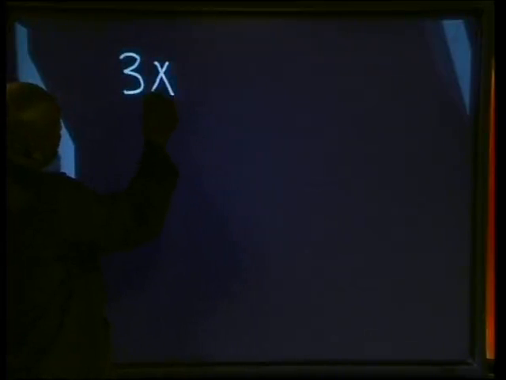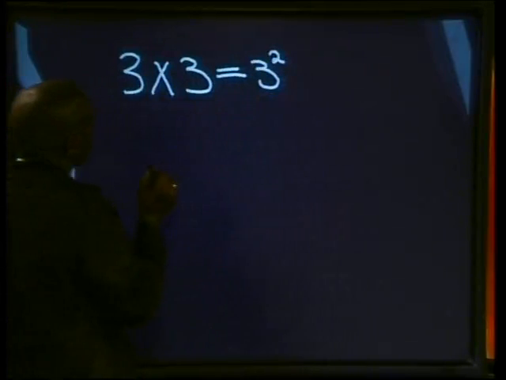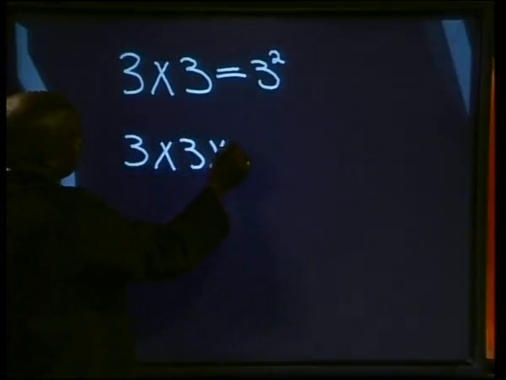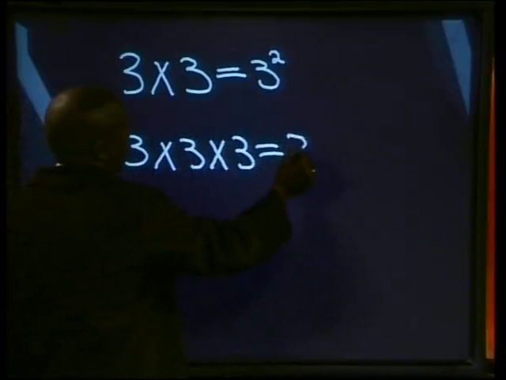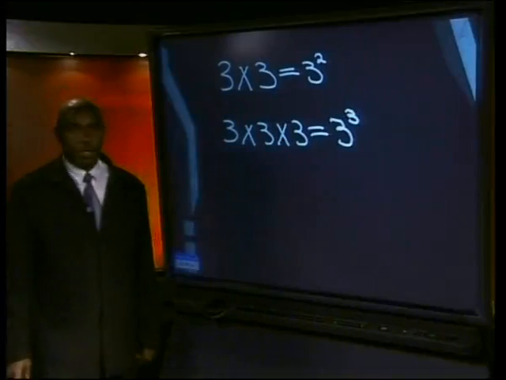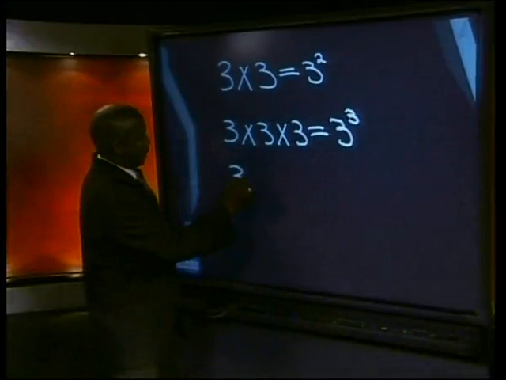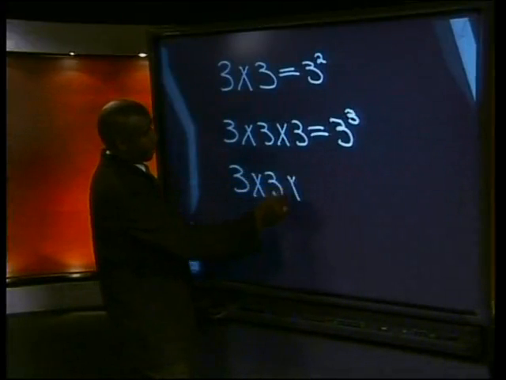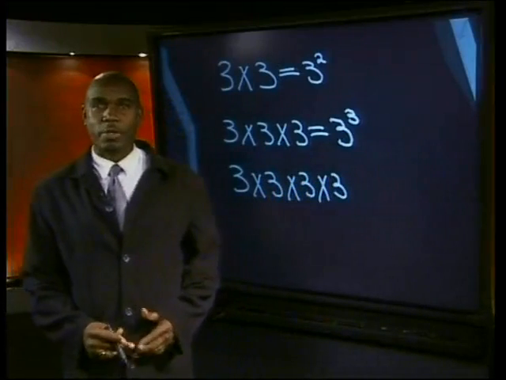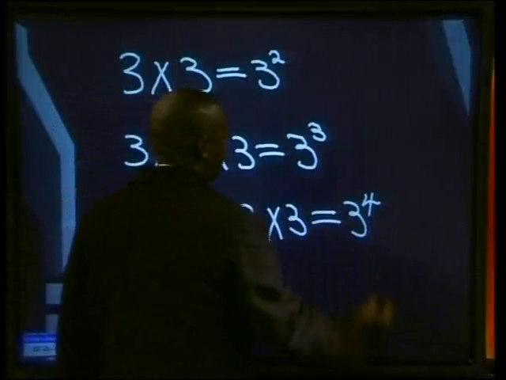3 times 3 will give us 3 to the power of 2. 3 times 3 times 3 will be equal to 3 to the power 3. Well, can you carry on? How can you write 3 times 3 times 3 times 3 in a short way, like this? 3 to the power 4.